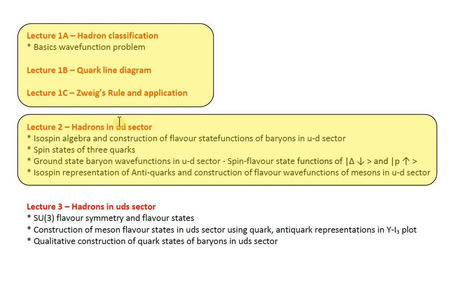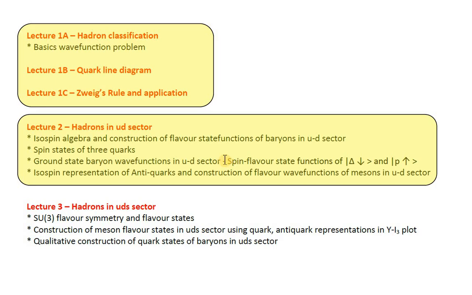baryons and mesons in the UD sector, starting with the isospin algebra and the construction of flavour state functions of baryons in the UD sector. Afterwards, I talked about the spin states of the 3-quark system, and finally we discussed in detail how to derive the ground state baryon wave function in the UD sector.